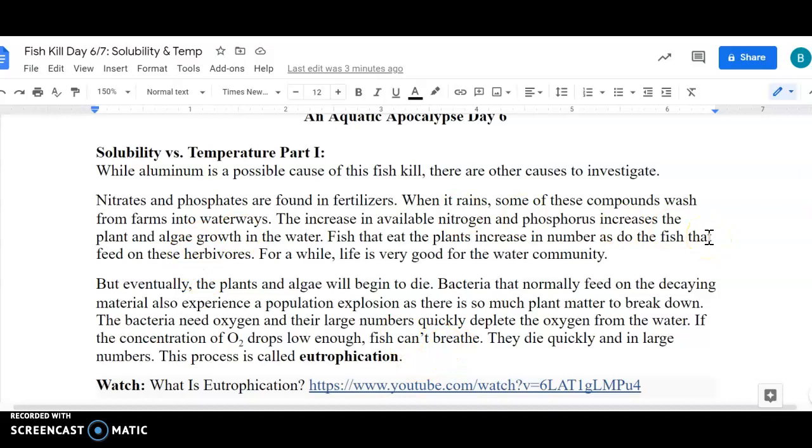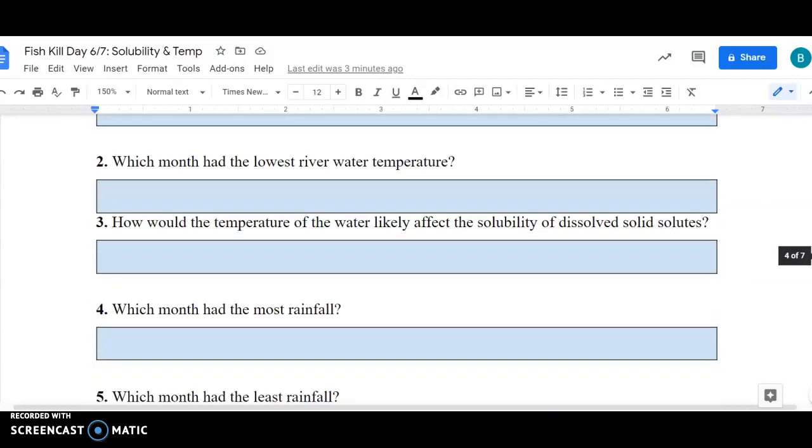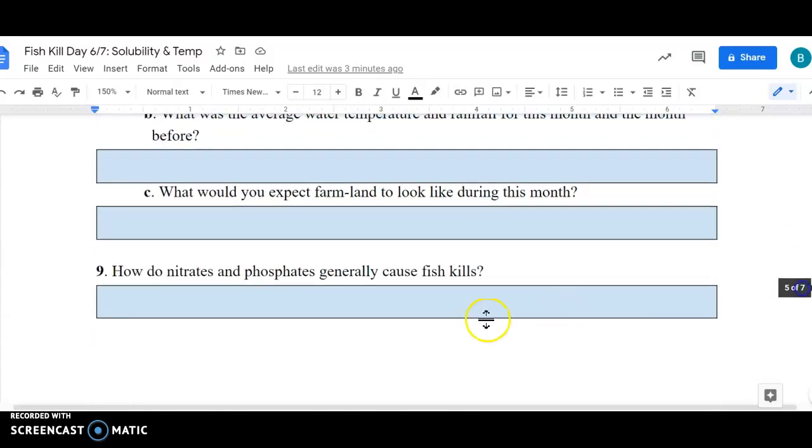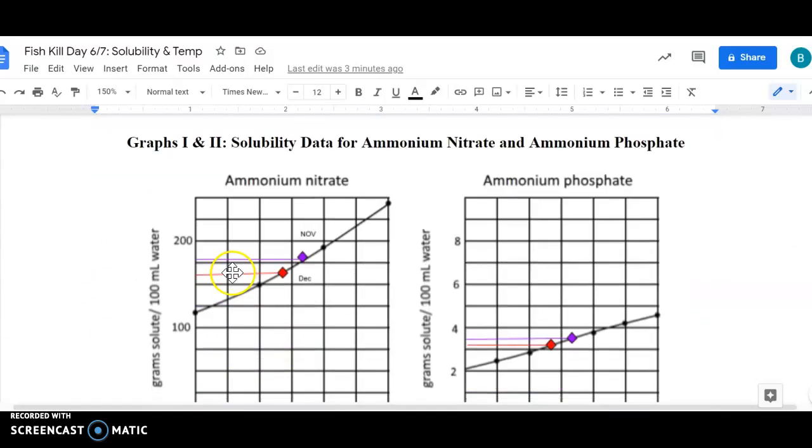You can say step 1, this happens. You can give me a sequence. Use this information here. You can also go to fish kill day 1 to the vocab of nitrates and phosphates and use that to answer the question as well. That's for number 9.